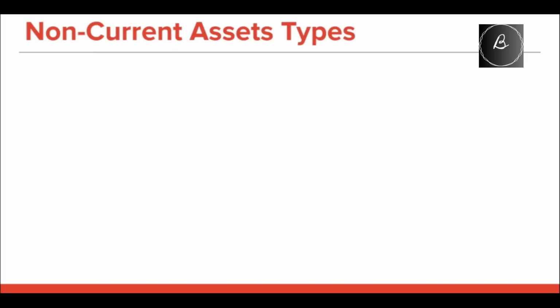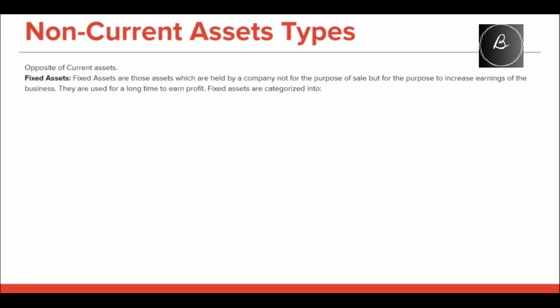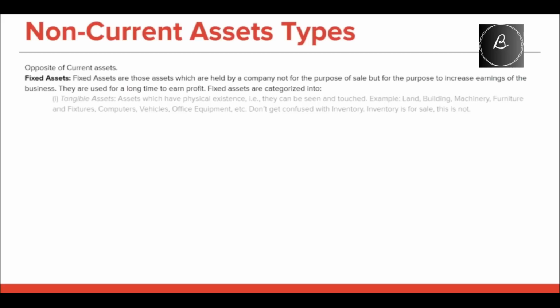Coming to non-current assets types. They are the opposite of current assets and are held for a period of more than 12 months. Fixed assets. Fixed assets are those assets which are held by a company not for the purpose of sale but for the purpose to increase earnings of the business. They are used for a long time to earn profit. They can be categorized into tangible assets. Tangible assets are the ones that have physical existence, that is, they can be seen and touched. Examples include land, building, machinery, furniture and fixtures, computers, vehicles, office equipment, etc. It's important to not confuse these with inventory, as inventory is for sale, but these aren't.